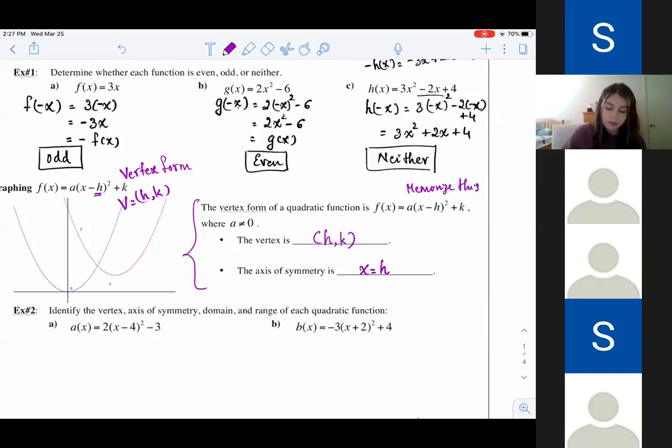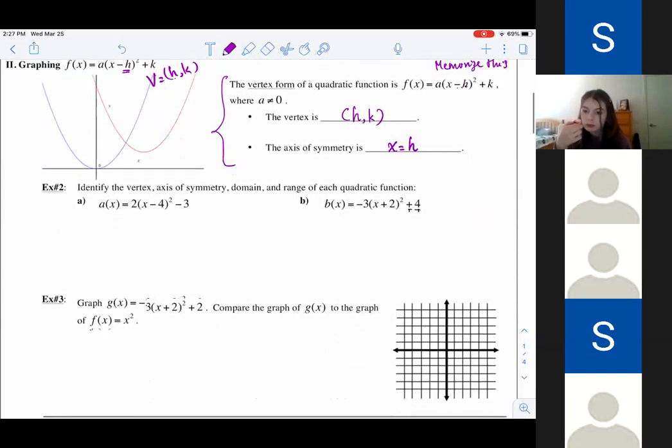Okay, ready? So, what is the vertex form again? f of x equals a times x minus h squared plus k. Correct. And you can easily identify the vertex. This is h comma k, but don't get confused with this negative sign. The form is x minus h, but then you only take the h there, h comma k as the vertex, and the axis of symmetry is equal to h.